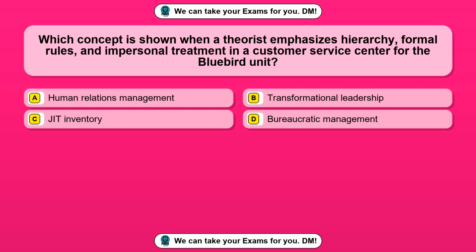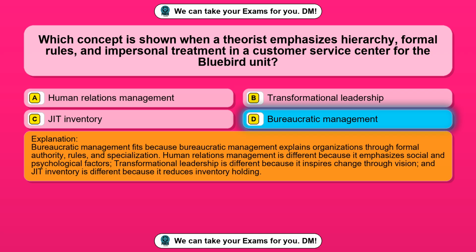Which concept is shown when a theorist emphasizes hierarchy, formal rules, and impersonal treatment in a customer service center for the Bluebird unit? Option A, human relations management. Option B, transformational leadership. Option C, JIT inventory. Option D, bureaucratic management. The correct answer is option D, bureaucratic management. Bureaucratic management fits because bureaucratic management explains organizations through formal authority, rules, and specialization. Human relations management is different because it emphasizes social and psychological factors. Transformational leadership is different because it inspires change through vision, and JIT inventory is different because it reduces inventory holding.